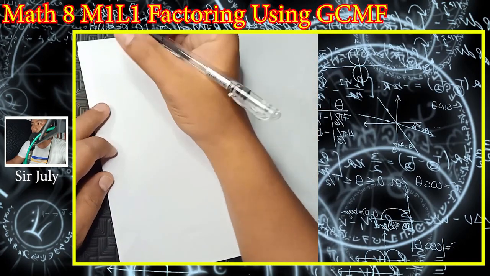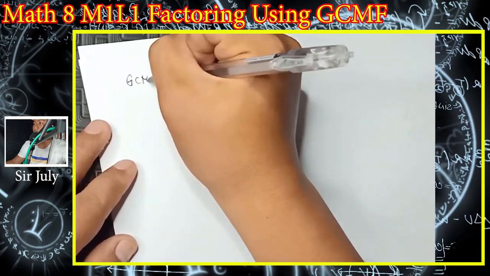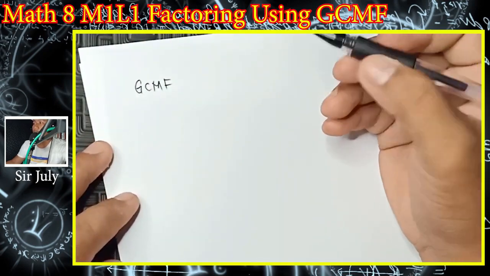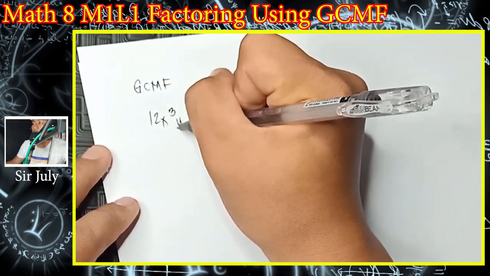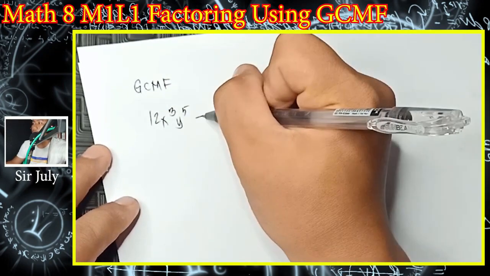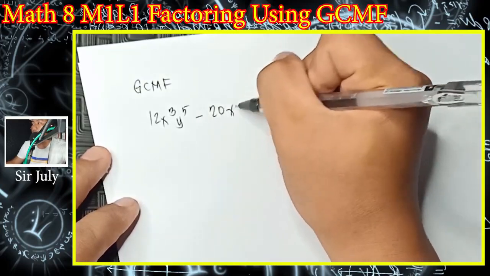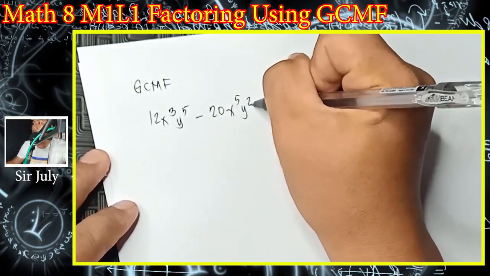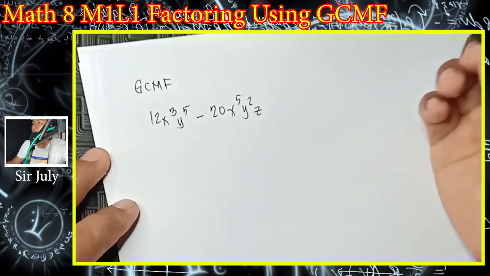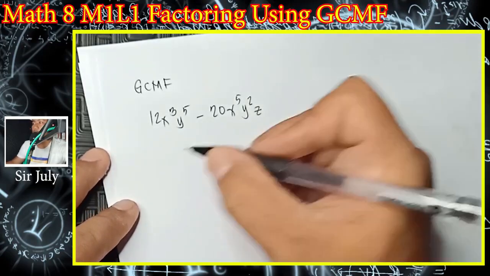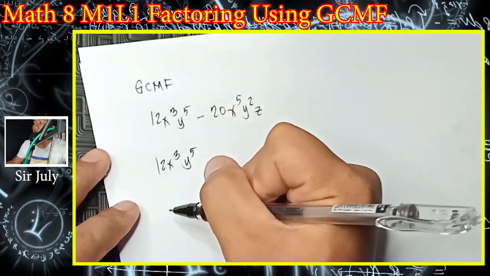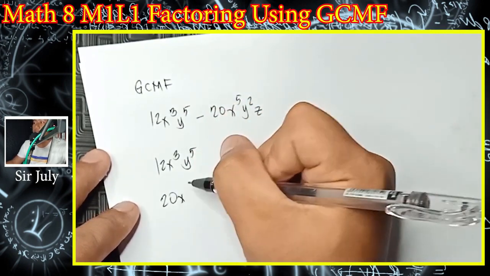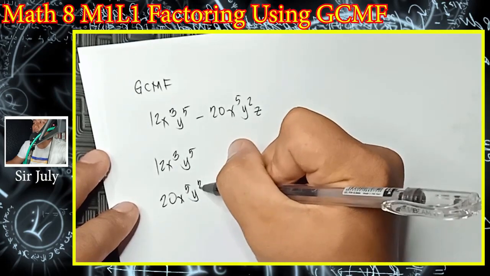Okay. Ngayon, let us now move on to the greatest common monomial factor. Ginagamitan naman ito ngayon ng monomials. Meron siyang involved na literal coefficient. Okay? So, for instance, we have 12x cubed y raised to 5 minus 20 x raised to 5 y squared z. So, kukunin natin ngayon yung common monomial factor ng binomial na ito. Binomial yan kasi dalawa.